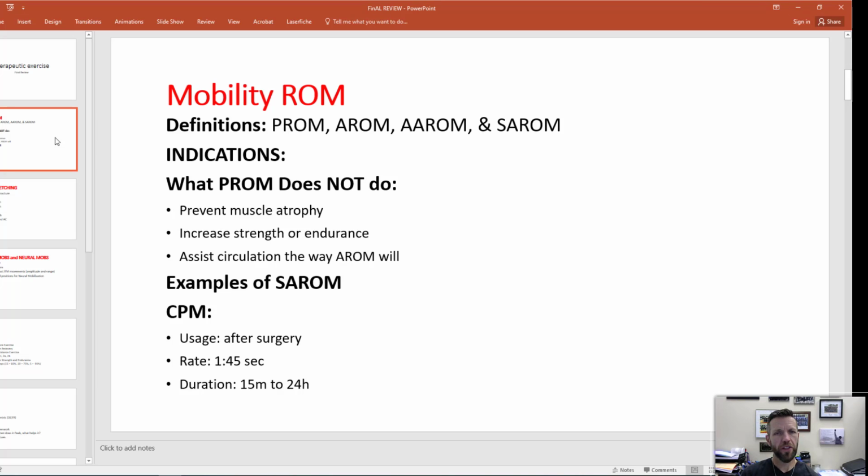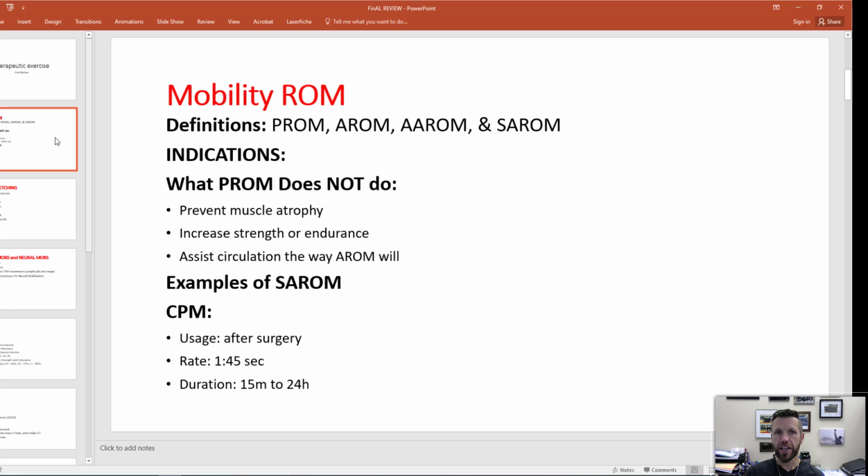One of the things that we started with was understanding the definitions of specific terminology in range of motion, and that was passive range of motion, active assisted range of motion, as well as self-assisted range of motion. And so let's just be clear. One of the top things that we wanted you to understand was passive was external force. That meant maybe it was manual, maybe it was mechanical, but it meant that something external of the body was doing the motion for you.